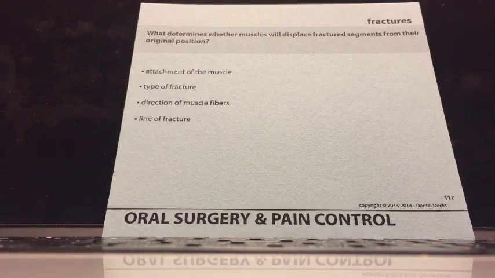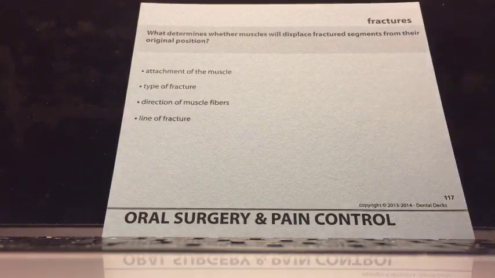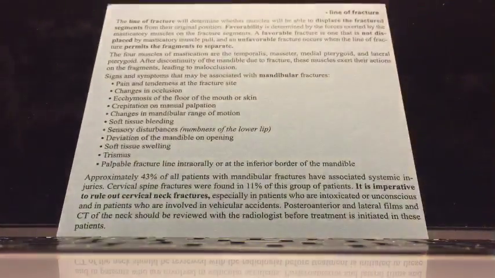What determines whether muscles will displace fractured segments from their original position? The attachment of the muscle, the type of fracture, the direction of muscle fibers, or the line of fracture. I'd say the direction of muscle fibers. No, the line of fracture. The line of fracture will determine whether muscles will be able to displace the fracture segments from the original position.